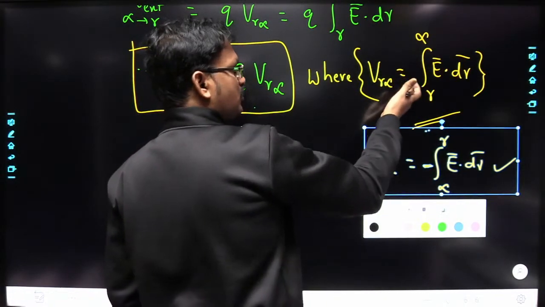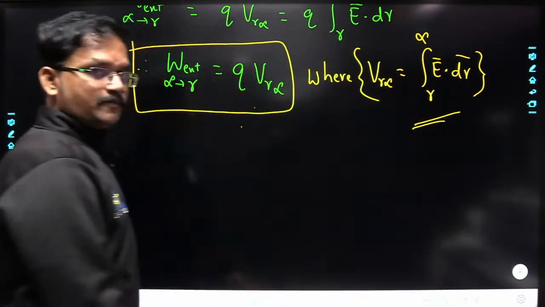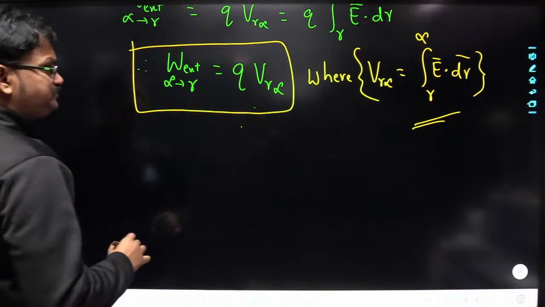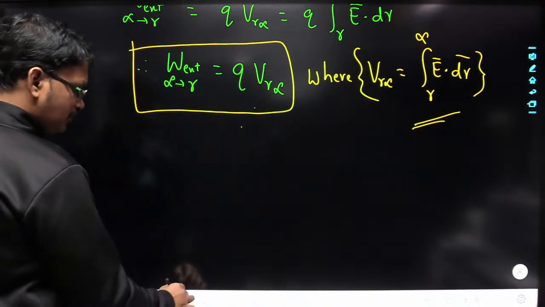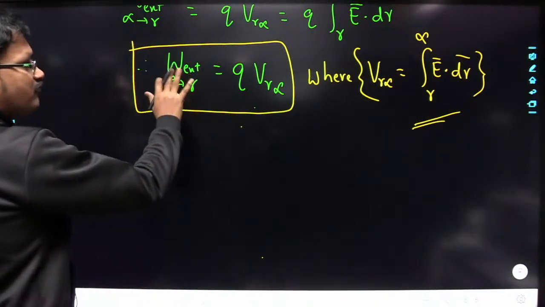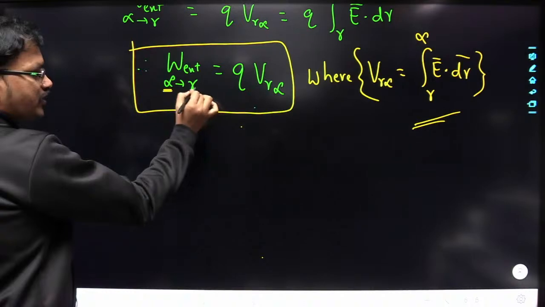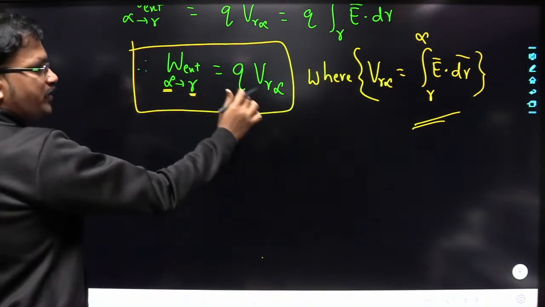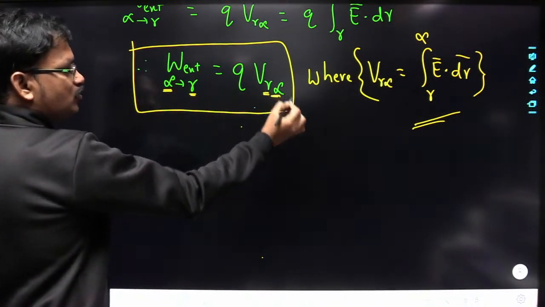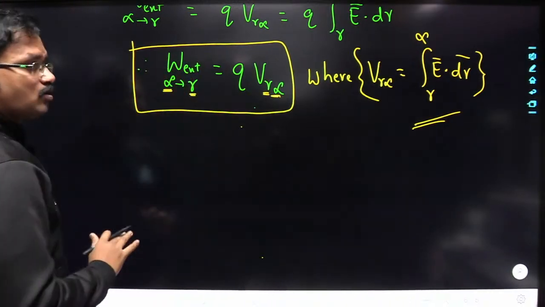Yes or no? V_r to infinity is equal to integral r to infinity. Okay. So now you have to observe one more thing here. Whenever you are writing work done, in order to move the charge from infinity to R, you have to write it as Q into V_r infinity. Understood? Okay, so in this manner you have to write here.